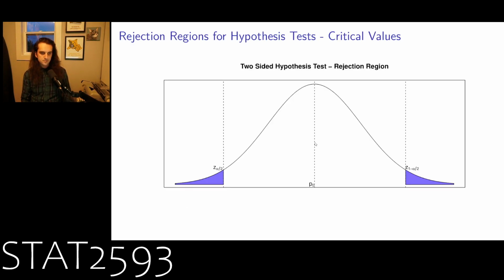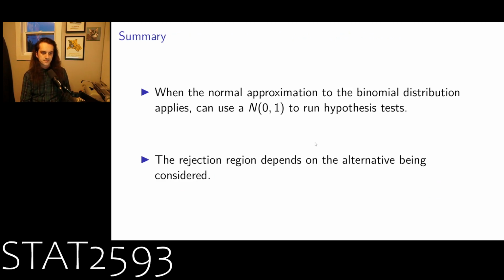We can use our critical values instead. You take the upper and the lower critical value, and if you're outside one of those, then you would reject the null hypothesis. So the procedure is exactly the same. We can apply the normal approximation to the binomial distribution to run the hypothesis tests. Again, we have to consider what our alternative is to compute those p-values, but otherwise we're doing it in exactly the same way that we've already seen before.